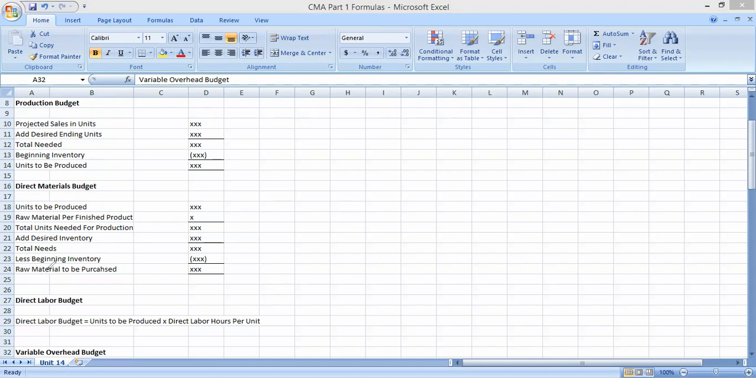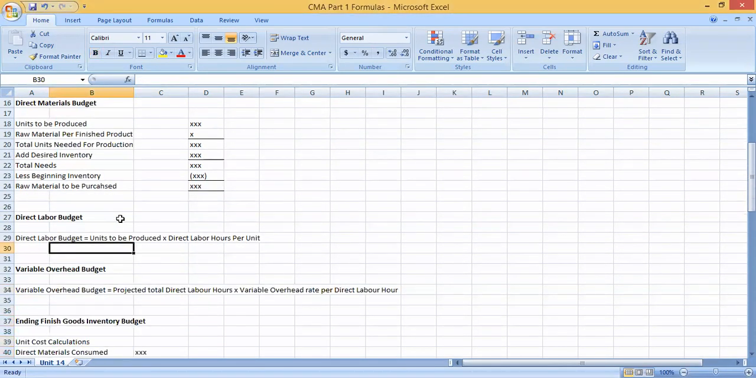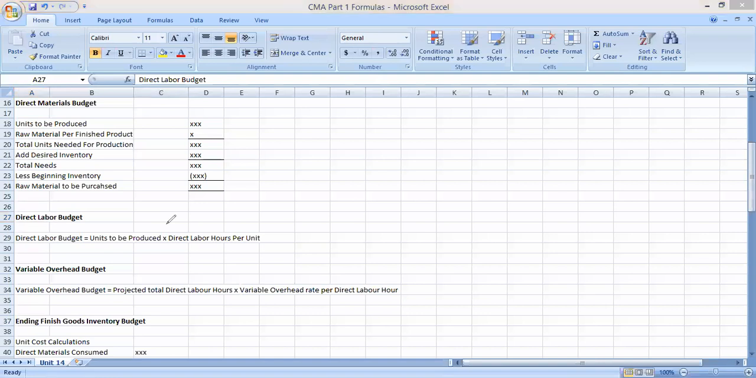So once you have total needs, from this you will subtract your beginning inventory. You will have material to be purchased, correct? So we discussed the direct material budget formula. Next one, students, we have the direct labor budget. The good thing is that in the direct labor budget, we don't have a very lengthy or complex formula. It can be a simple calculation.